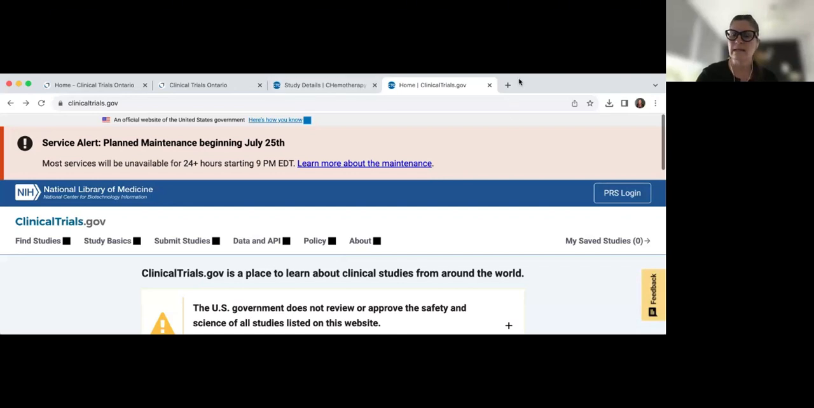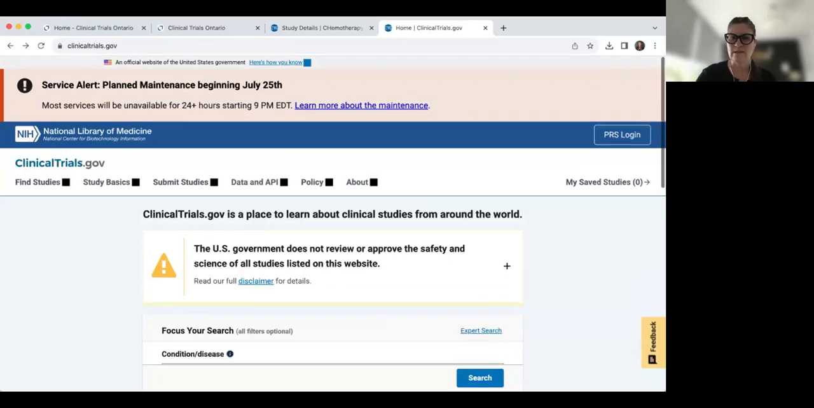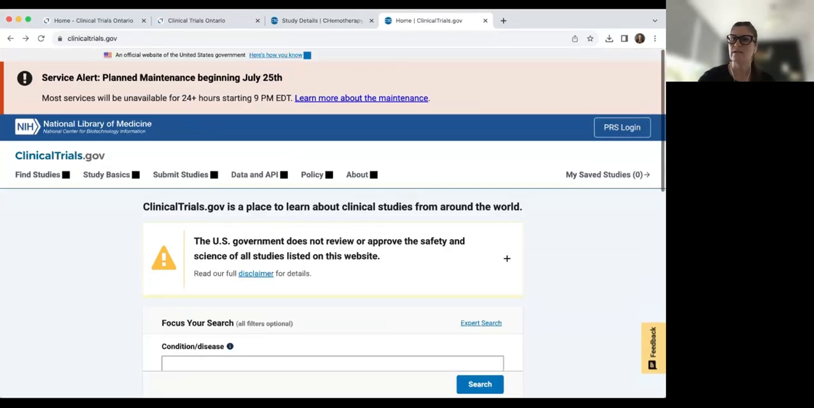Okay, so I'm just going to make this a bit bigger. If you type in clinicaltrials.gov and you look at finding a study, this is what it will look like. ClinicalTrials.gov is a database where researchers and trial teams put their studies so that they can share them with other people. And it's also a bit of a form of legitimacy.